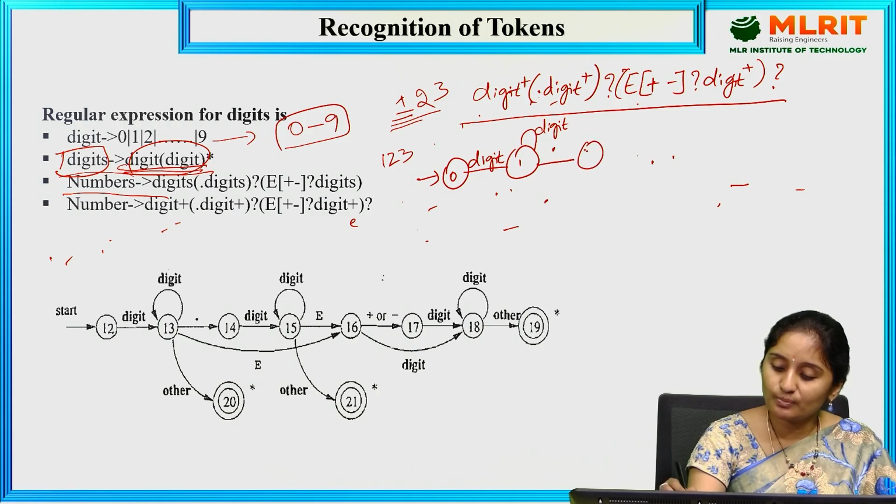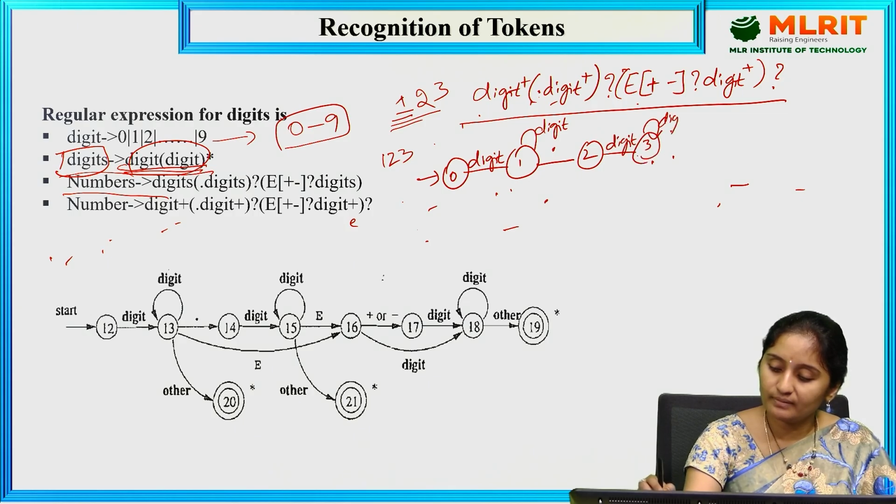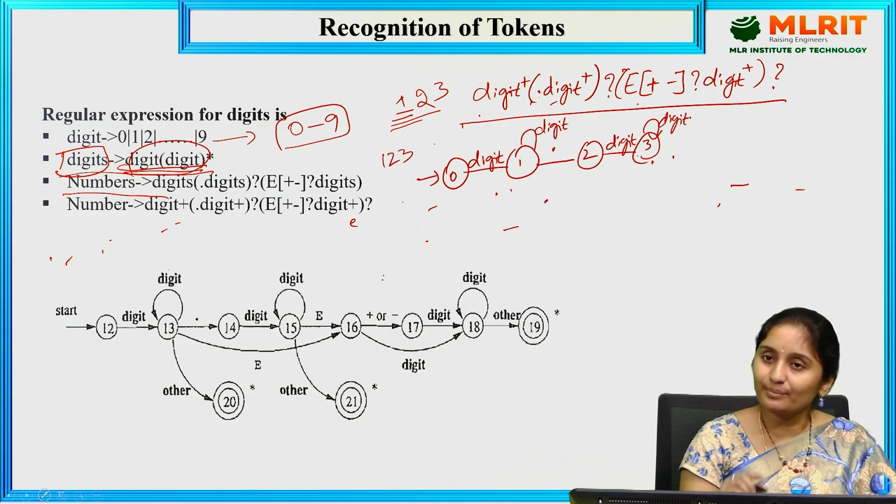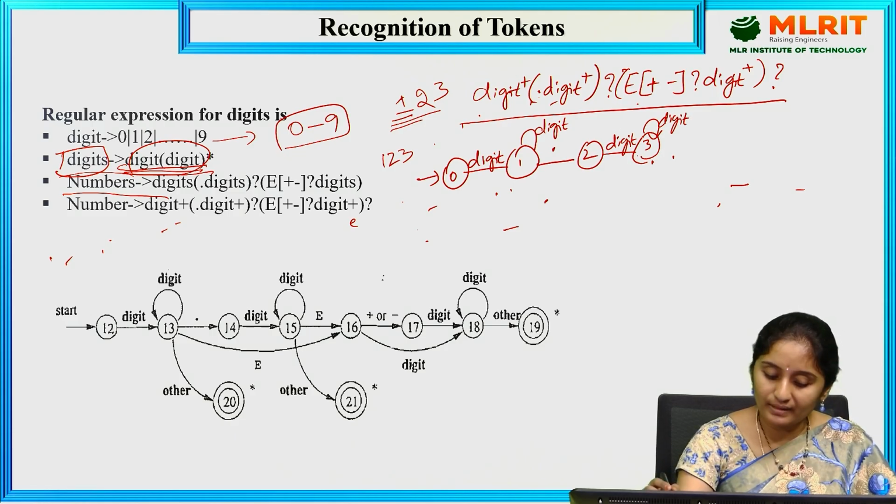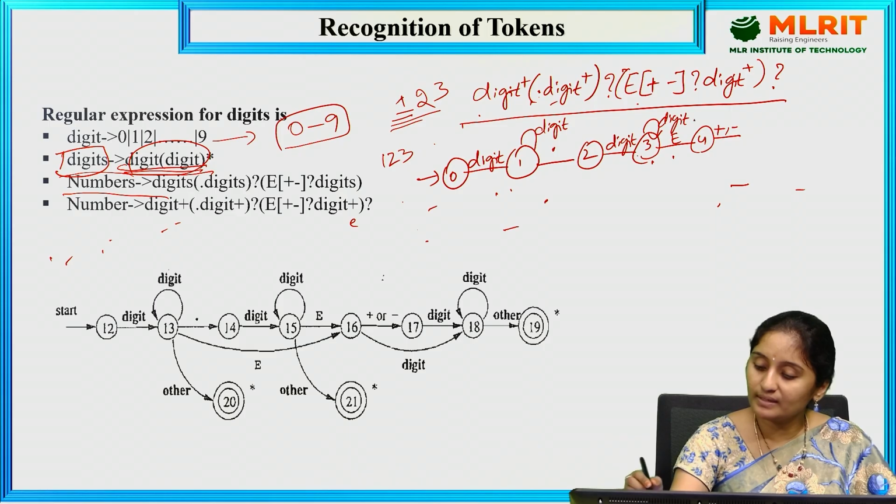So next it is moving to the second state on dot, and next I am having a digit, third state, and I am having digit star. Digit star is nothing but a self loop. The next I have here is E, nothing but the exponential value. It moves to the fourth state. There can be plus or minus. Then it is moving to the fifth state.